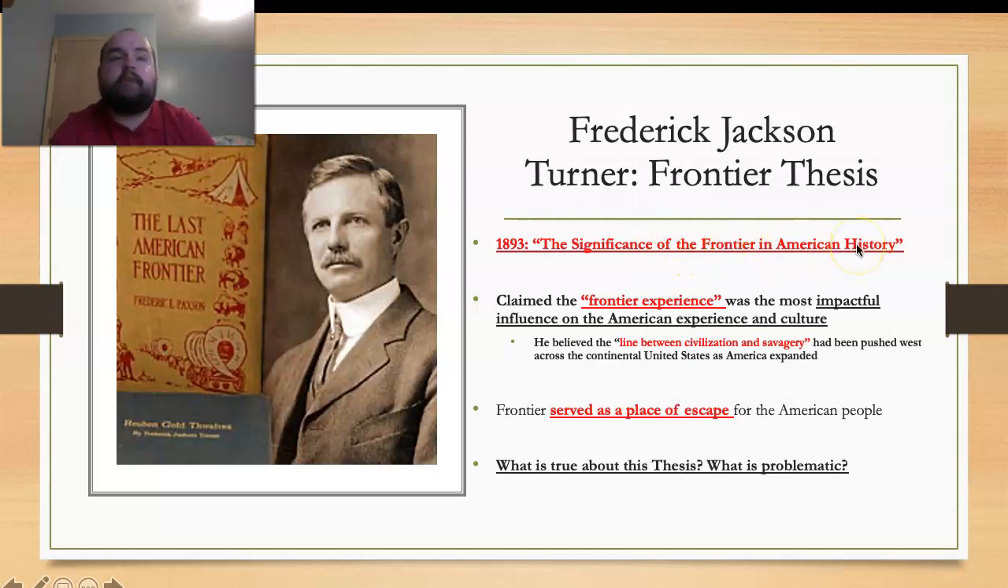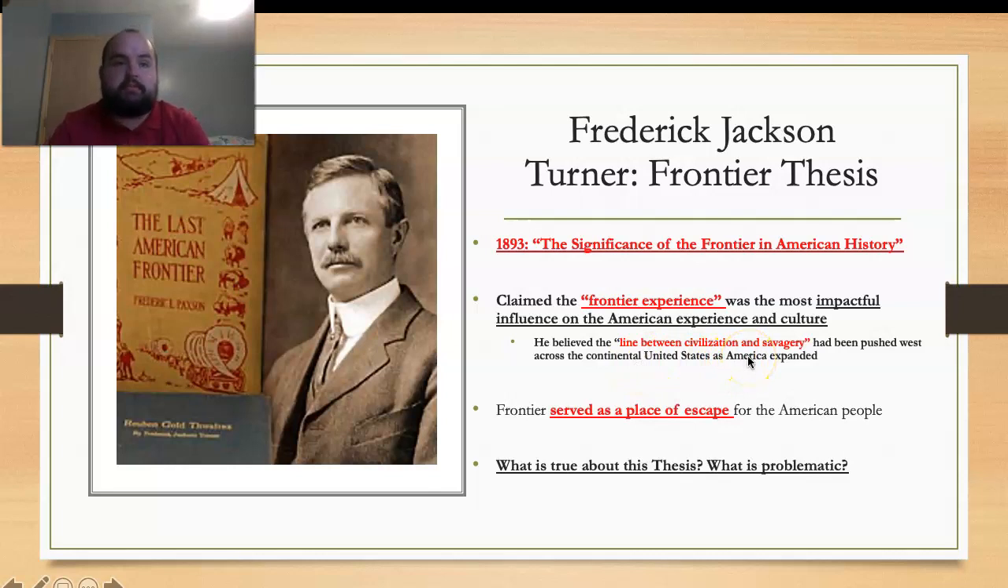History. Very much simplifying it, he essentially argued that the frontier experience was the most impactful influence on the American experience and culture. So when it came to defining what an American was, the frontier experience was the most important part, according to Turner. What he believed the frontier experience was, was that the line between civilization and savagery had been pushed west across the continental United States as America expanded.